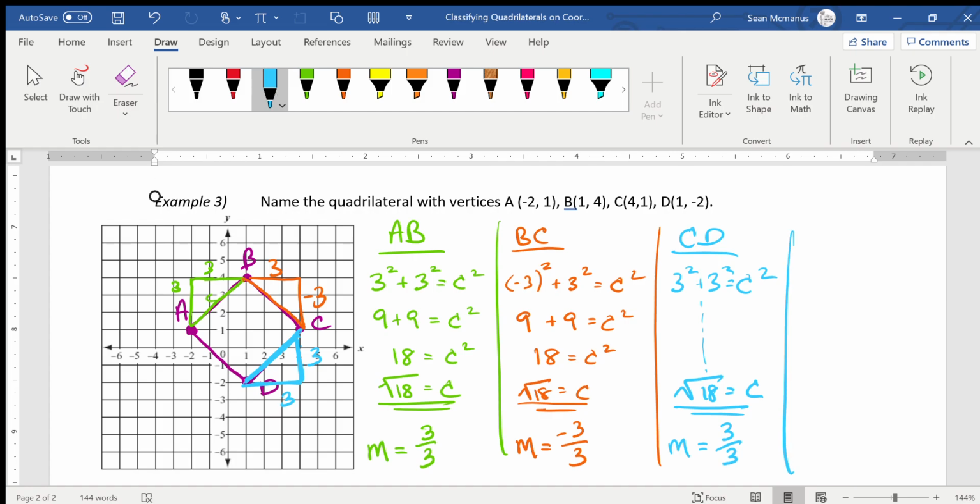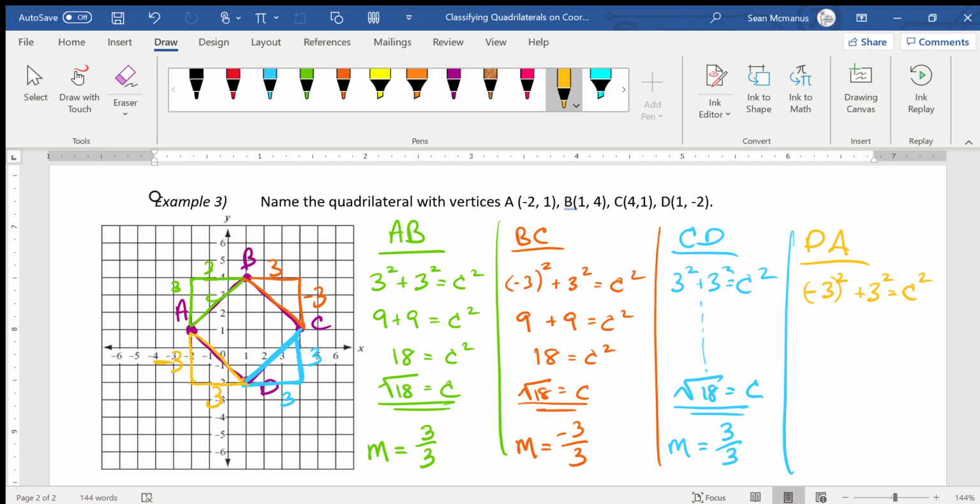And my last, see what color I haven't used yet. Kind of gold color here, I guess. So we'll go on this one. So my 3 over 3, and it's going downhill, so I know that the vertical has to be negative because we go up or down first. So from D to A, I have negative 3 squared plus 3 squared equals c squared.